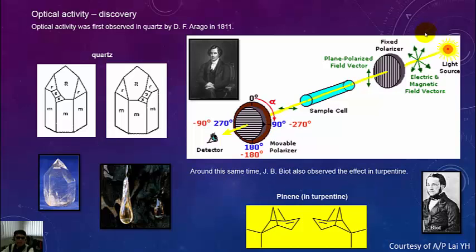Okay, so on this slide we're going to talk about optical activity and a bit of history on that. This effect was first observed in quartz by D.F. Arago in 1811. And 4 years later, J.B. Biot found that the extent of rotation of the light depends on the thickness of the quartz plates that he used.